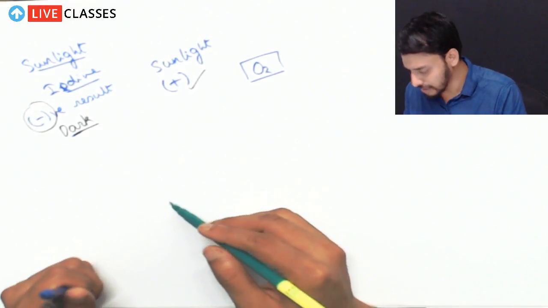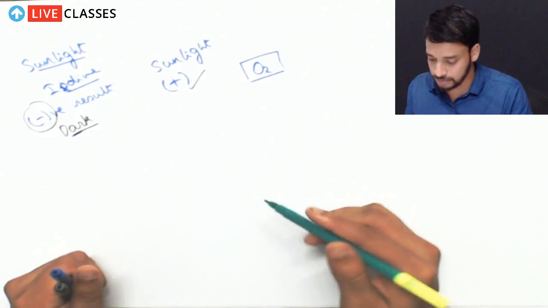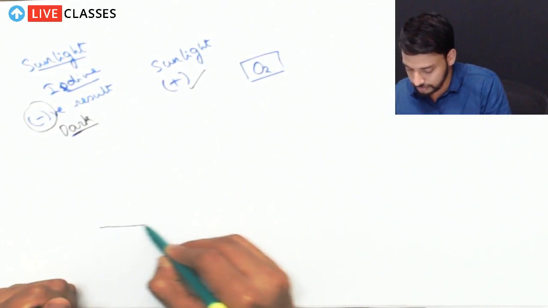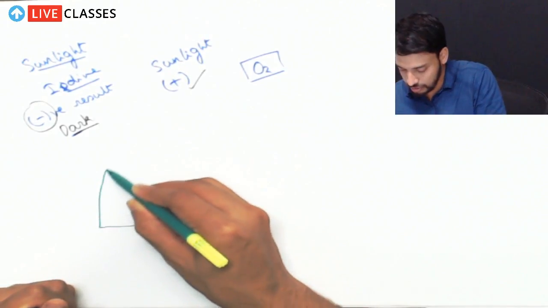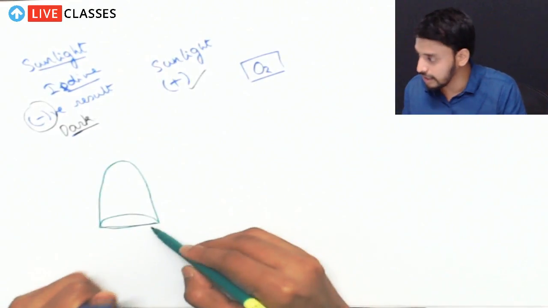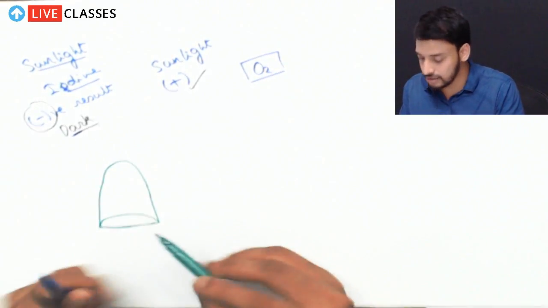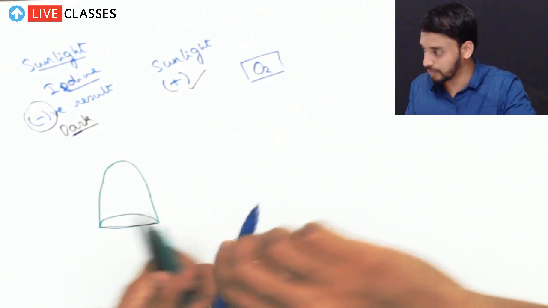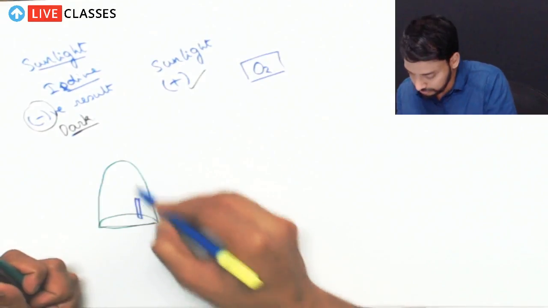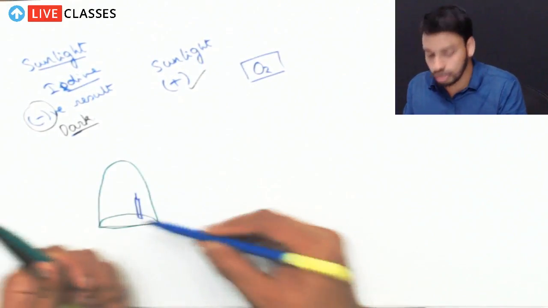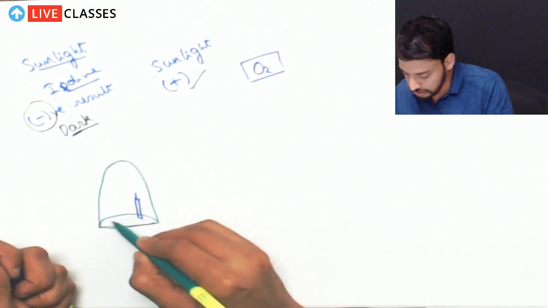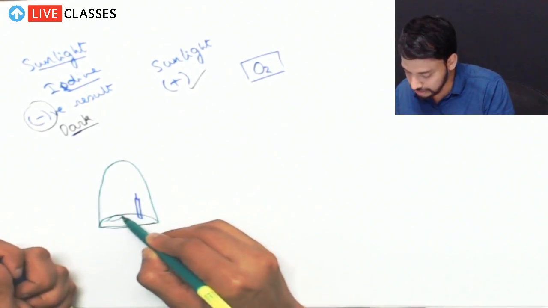Correct? Now we'll talk about certain setups. He used very simple type of setup. He used a jar, glass jar, and call it as a bell jar. Okay, so this is a jar. Now inside this jar he has kept a candle. So here's a candle, and also there's a mouse, you can say. So let's draw it like this.